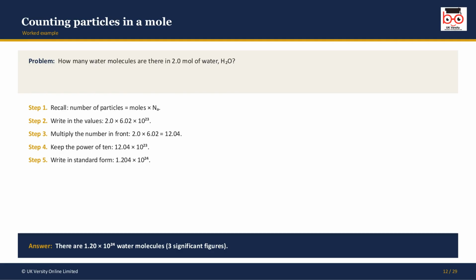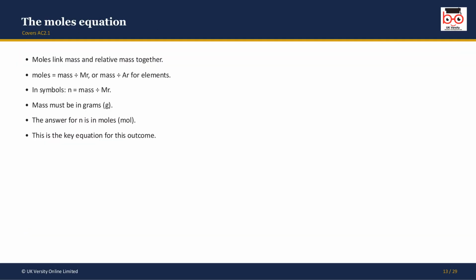Let's count some molecules. How many water molecules are in 2.0 moles of water? We use number of particles equals moles times the Avogadro constant. Substituting in, that's 2.0 times 6.02 times 10 to the power 23. Multiply the front numbers, 2.0 times 6.02 gives 12.04, and we keep the power of 10, so 12.04 times 10 to the power 23. Tidied into standard form, that's 1.20 times 10 to the power 24 water molecules to 3 significant figures.